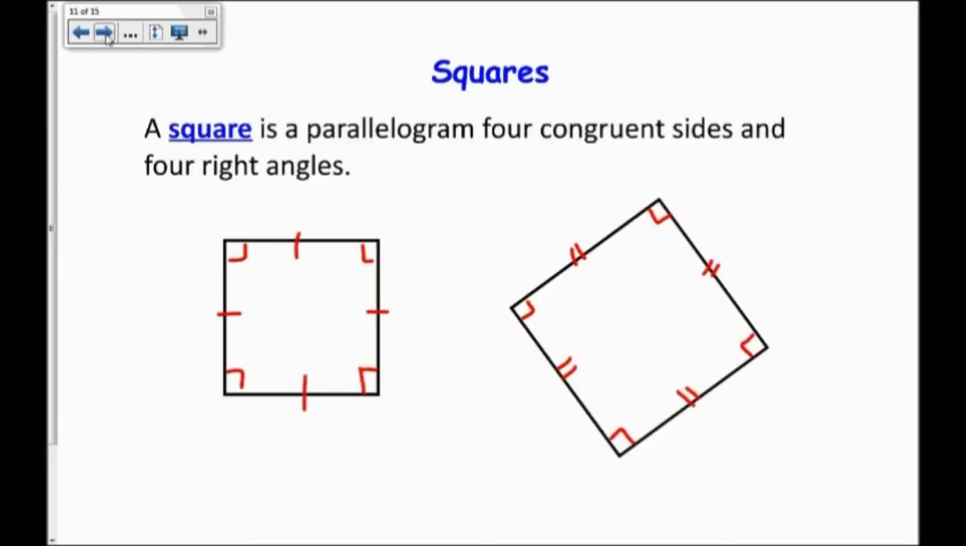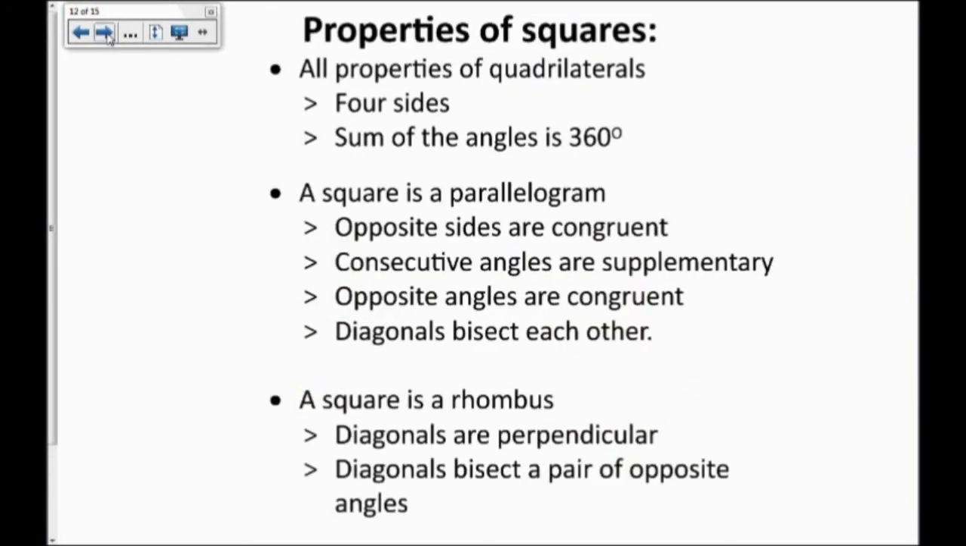Okay? Now let's move on to squares. A square is a parallelogram with 4 congruent sides and 4 right angles. Which means that a square is a rhombus and it's a rectangle. So it'll have all the properties of quadrilaterals and of parallelograms and of rhombuses and of rectangles.